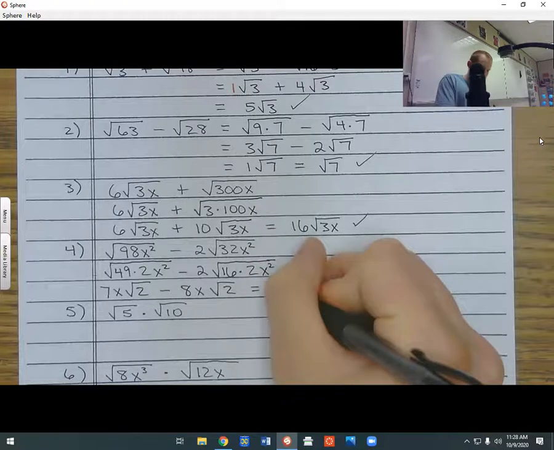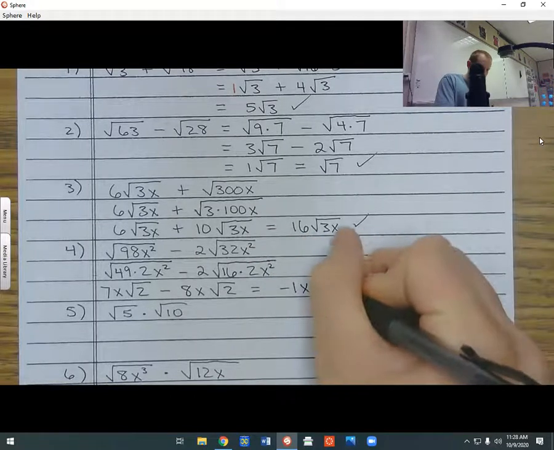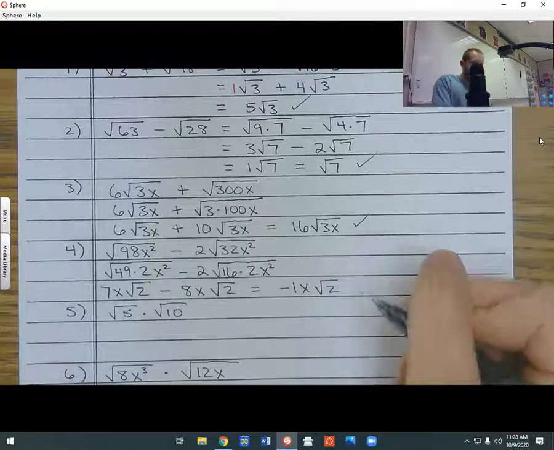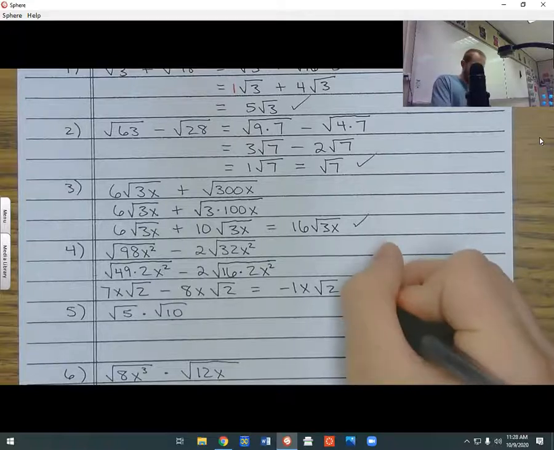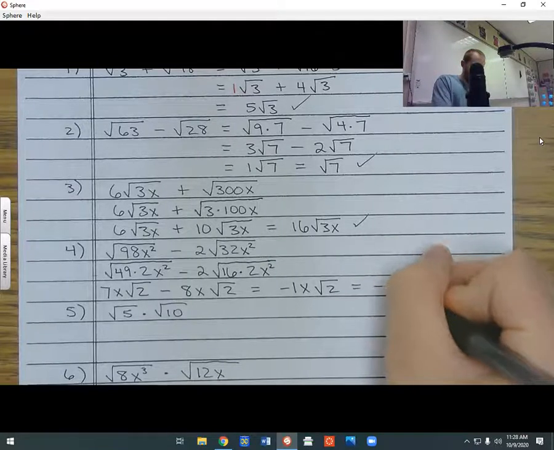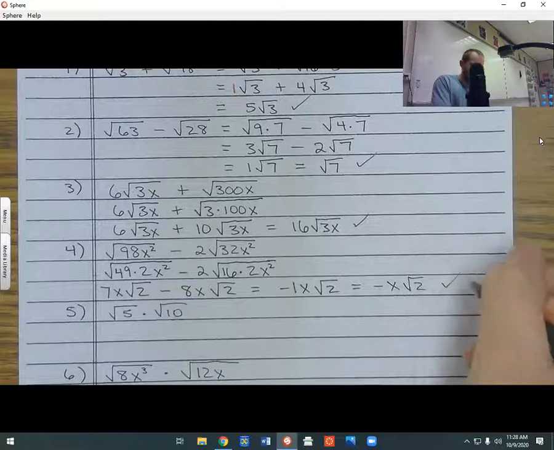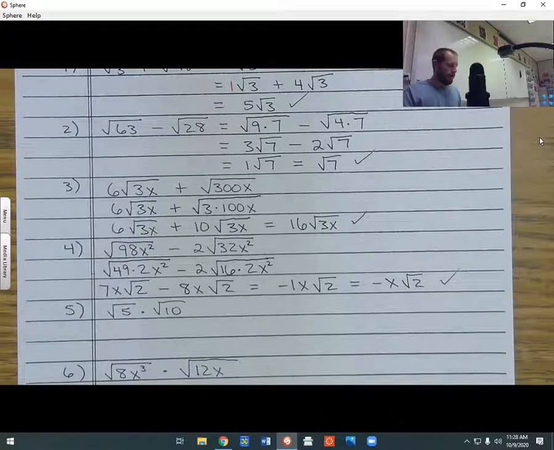So that's going to be my answer. Negative 1x times the square root of 2. Or you could just leave the 1 off completely and write it like this. Done. Okay, let's look at some multiplying.